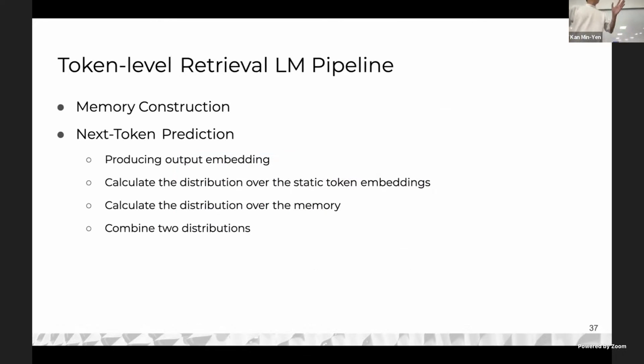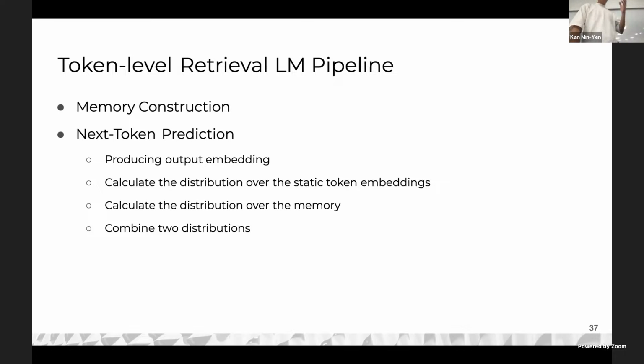Okay, so here is the token level retrieval LM pipeline. First is the memory construction. During the next token prediction, we first get the output embedding. As in the general language model, which calculates the distribution over static token embeddings, here we add another calculation to calculate the distribution over the memory. After that, we can combine these 2 distributions to get the final one.